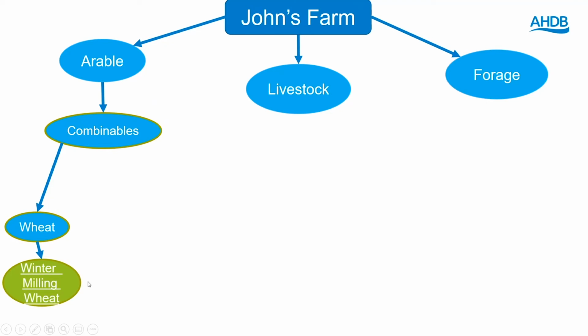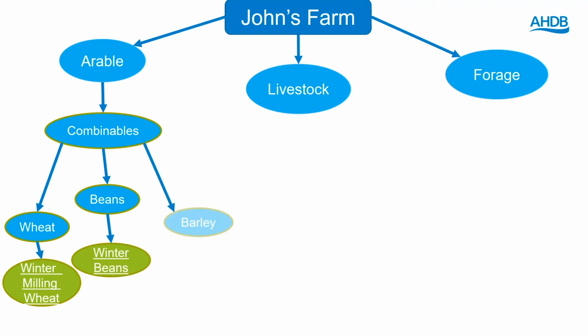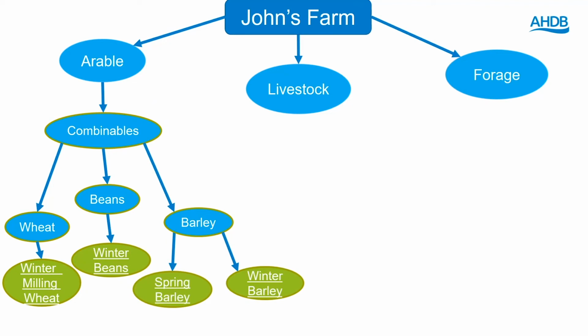This is a winter milling wheat. Beans, which are winter beans, and barley, which is spring barley and winter barley. It's important to break down all of your crops into winter and spring and enter a separate enterprise for each.